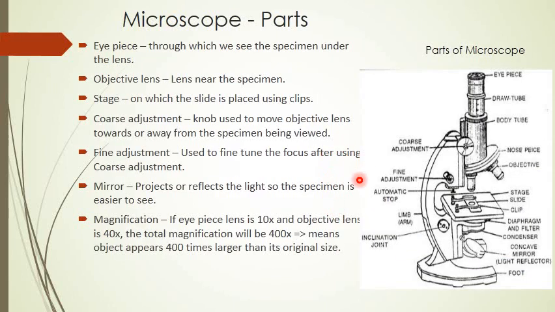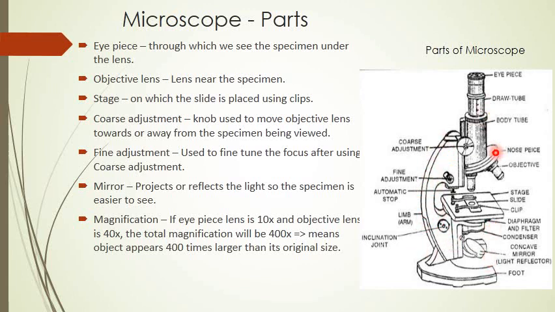These are the parts of the microscope. I will be explaining some main parts of it. These are the eyepiece. This is the draw tube. This is the body, the body tube. This is the coarse adjustment. This is the fine adjustment. This is the limb or the arm.